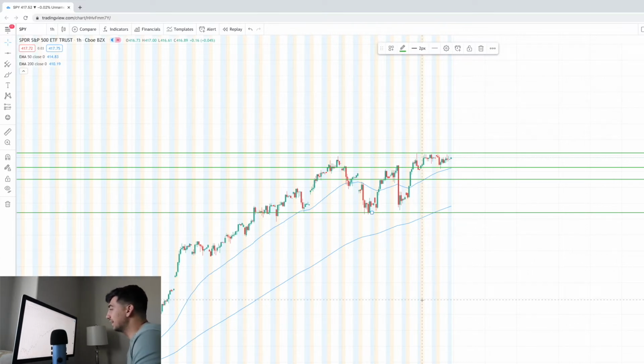So I'm gonna plot them out like this and just pay attention to the most important ones that are most likely to be tested the next day, which are gonna be this 418.25 and this 416.5. Those are the main ones I'm gonna look at.